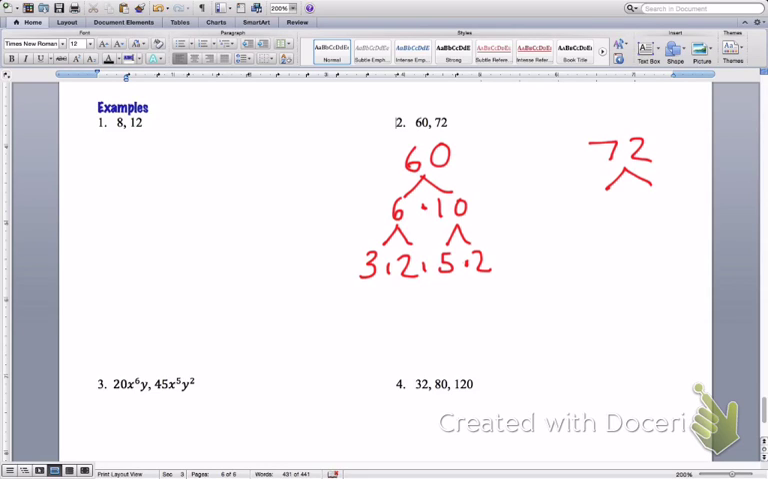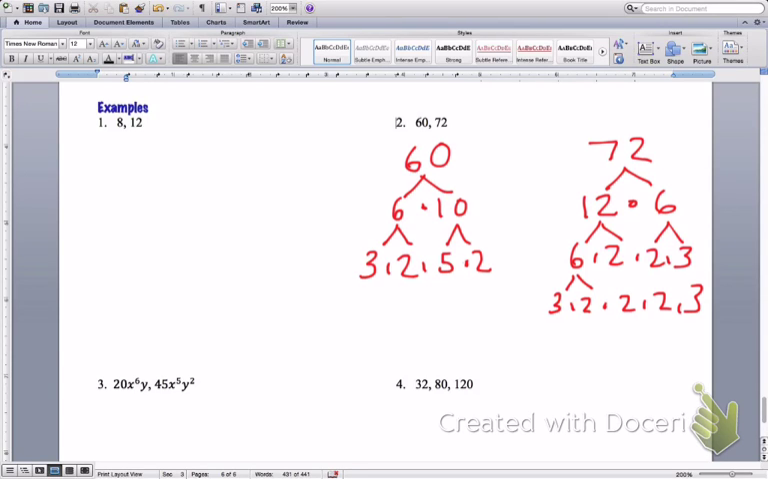For 72, we can do 12 times 6. We'll factor that out to, let's say, 6 times 2, 2 times 3, and we have one more level to go, 3 times 2, and I'm just going to drop the rest of them. All right, so I'm going to ask myself, what's the most amount of 2s I see on either tree, the first one or the second one? The second one has 3 2s, so I'm going to use that for my GCF. The most amount of 2s is 3.